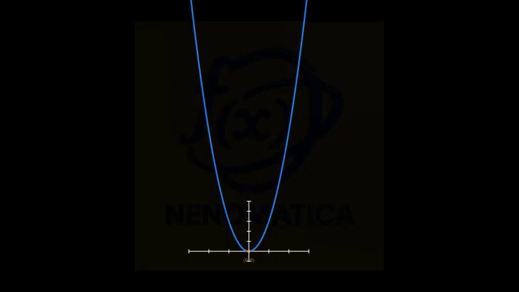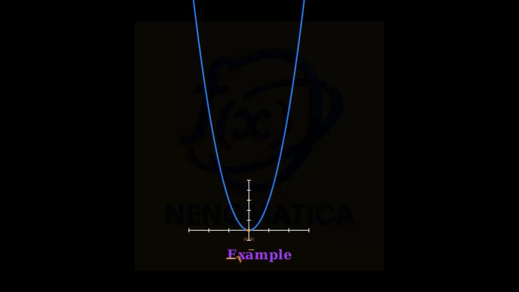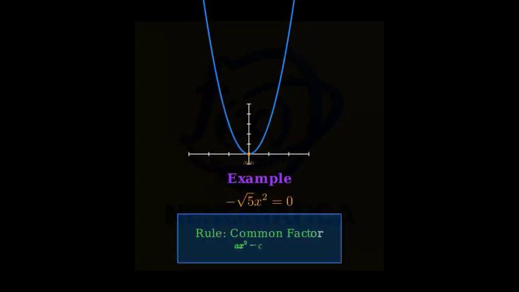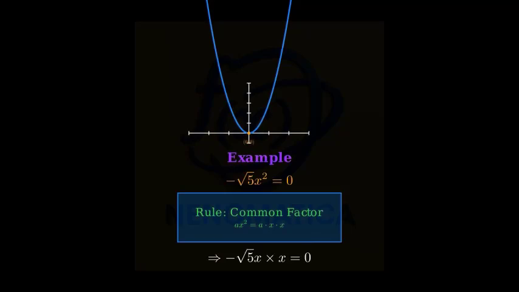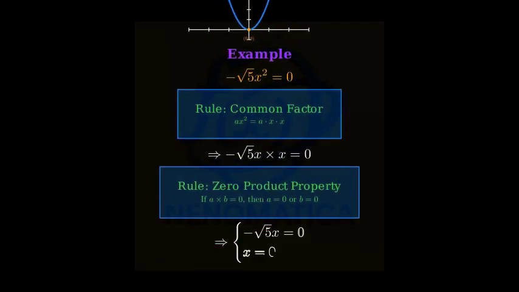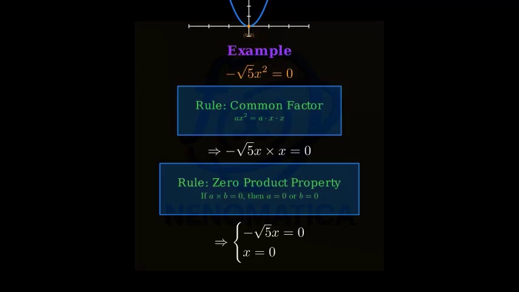Let's move on to our second example. Here we have the equation negative square root of 5 times x squared equals 0. We'll solve this using the same approach. First, we'll rewrite this as negative square root of 5 times x times x equals 0. Next, we'll apply the zero product property again. So either negative square root of 5 times x equals 0 or x equals 0.